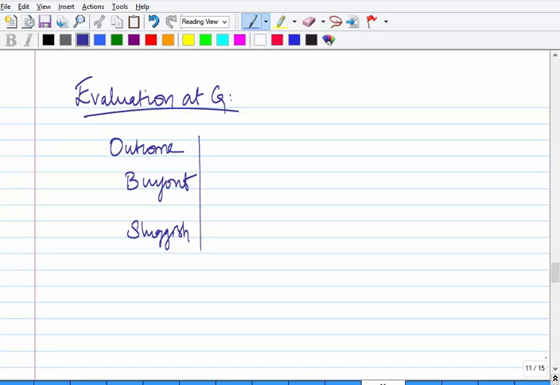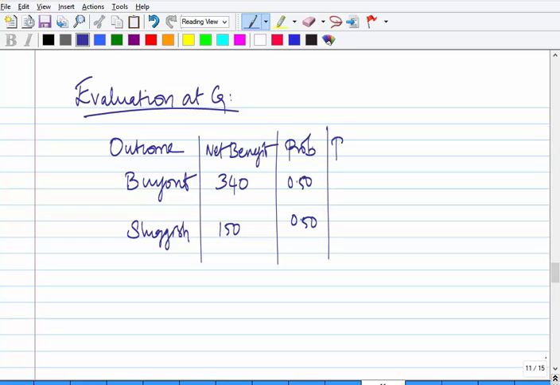And what is the net benefit you are going to get when it is buoyant? We have already calculated it was 340, and when it is sluggish it is 150, but we know there is a probability. The probability for buoyant is 0.5 and for sluggish also it is 0.5. So let's see what is the probable net benefit, which is 340 into 0.5, you get 170. 150 into 0.5, you get 75.